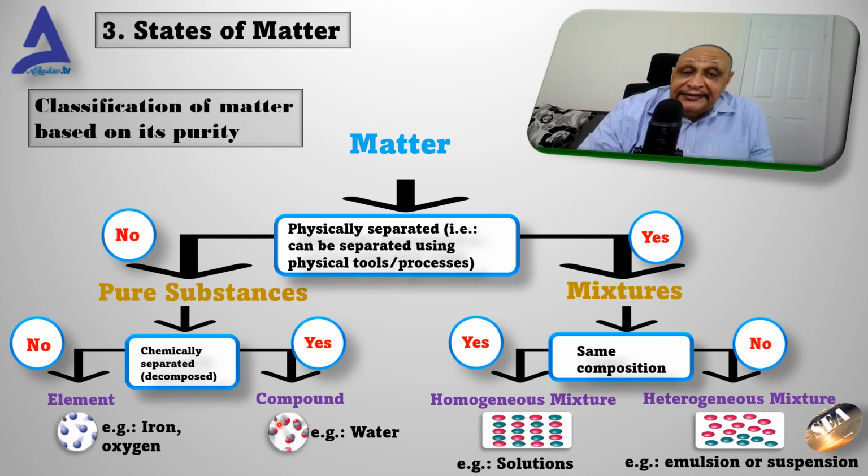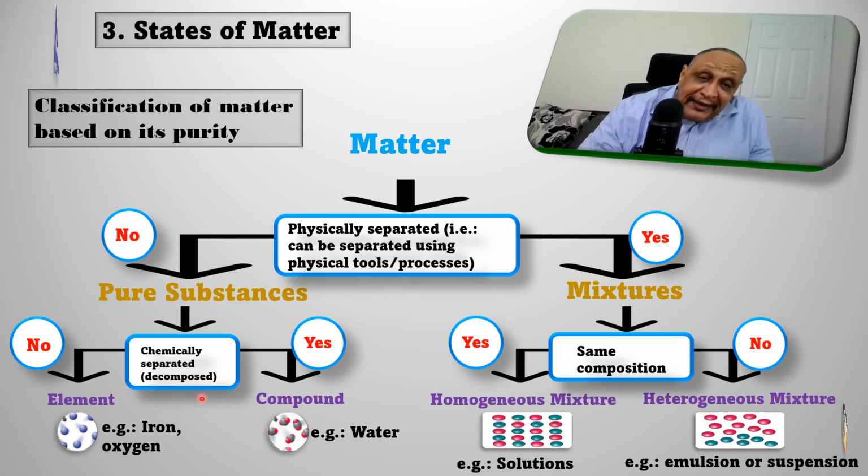The substance is a compound. But if the answer is no, it doesn't work, that means I have a pure element like iron, oxygen, gold, and so on. Now let us go to the other side of the chart.